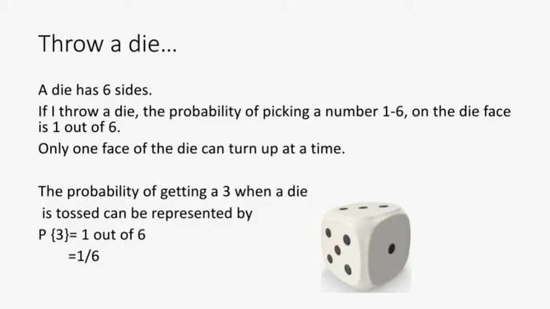Now let's look at throwing a die. When I throw a die, my die has 6 sides, 6 faces, and we have the numbers 1 to 6 on each of the faces. Now the probability of picking a 3 is just 1 out of the 6 faces, and so my probability of picking 3 is 1 over 6. You see that this is actually a fraction which is less than 1, and it falls between 0 and 1.